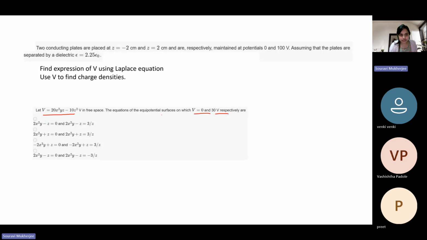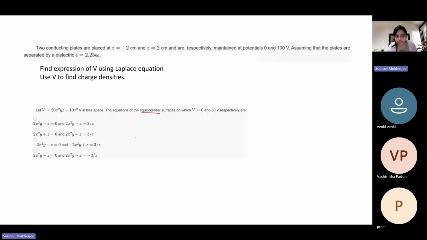So the first equation will be setting this relation to 0. So 20x square yz minus 10z square equal to 0. That gives you the general form of the potential for this surface, right? And similarly, if you equate 20x square yz minus 10z square equal to 30, that will give you the equation for the other surface. So just by equating this relation once to 0, another time to 30, you can find the expressions for the individual equipotential surfaces. That's a very straightforward question.